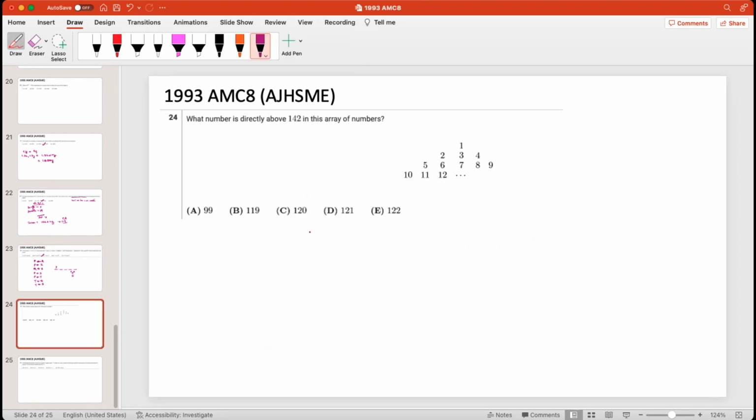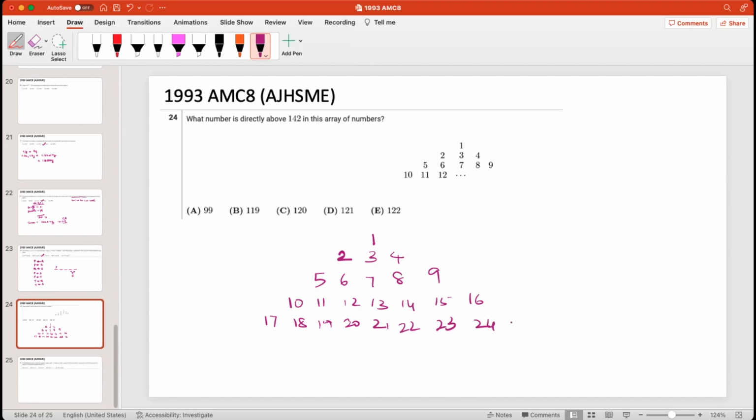Going to the next question. What number is directly above 142 in this array of numbers? Okay, looks tricky, but let's just try to write more of this and then understand what best we can get. So it's 1, 2, 3, 4, 5, 6, 7, 8, 9. We have 10, 11, 12, 13, 14, 15, 16, 17, 18, 19, 20, 21, 22, 23, 24, 25.